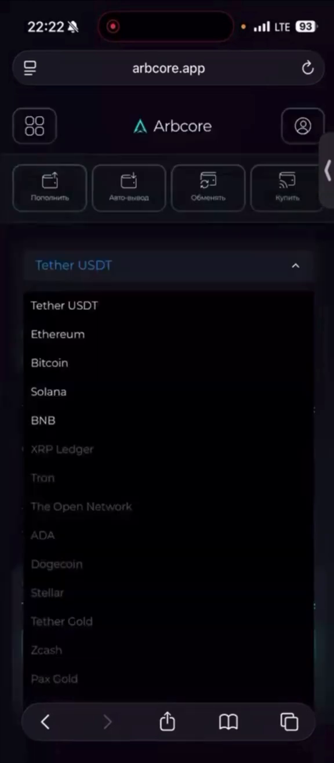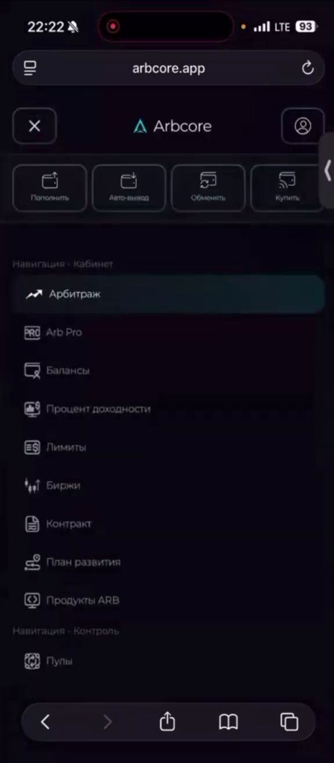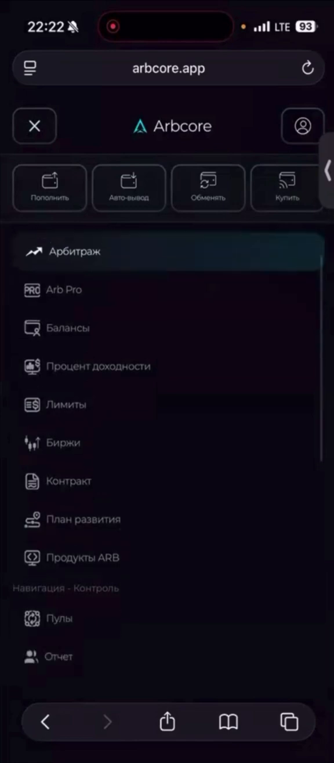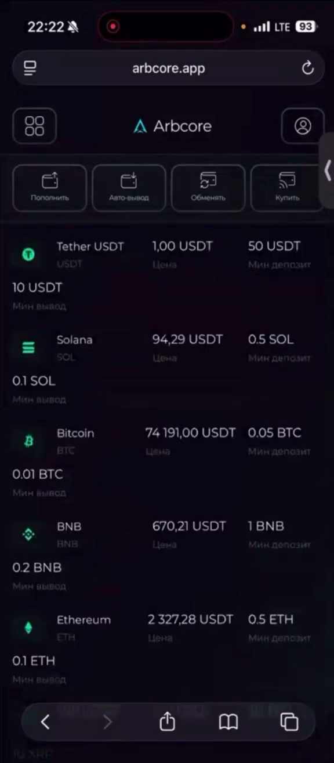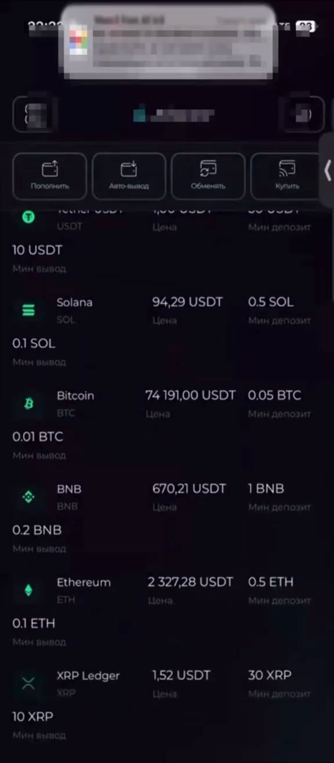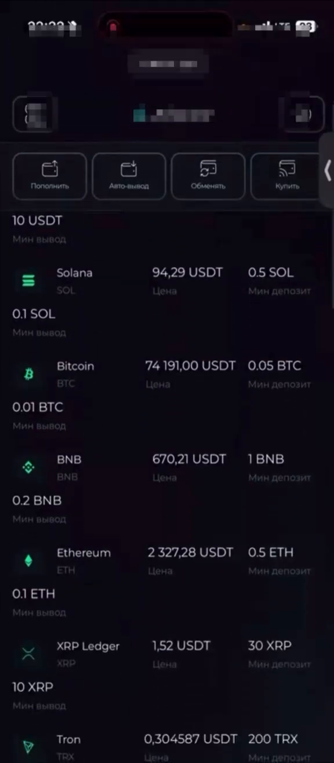It is very important here that each currency pair has its own limit, both for input and output. We have already gone over Tether completely: $50 is the minimum amount, and from $10 the money will be sent to your wallet. For Bitcoin, the minimum is 0.05 Bitcoin, approximately $3,500, and the withdrawal will go from 0.01 Bitcoin; for BNB, from 1 BNB.